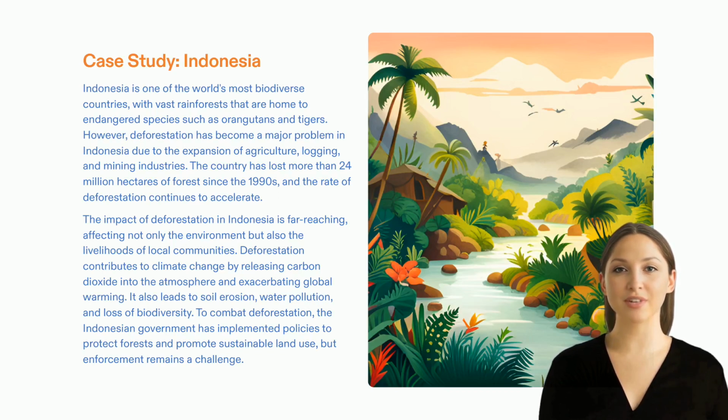Although the Indonesian government has implemented various policies to protect its forests and promote sustainable land use, implementation of these regulations has proved difficult. It is essential to take action to ensure deforestation in Indonesia is stopped and reversed, in order to safeguard both the environment, biodiversity, and the lives of people who are dependent on the forests.